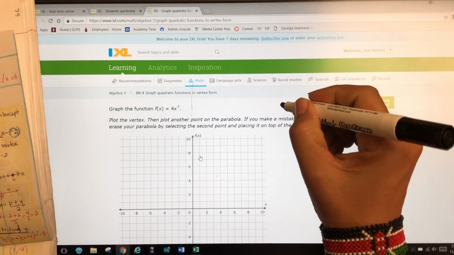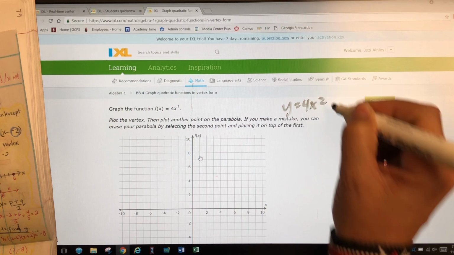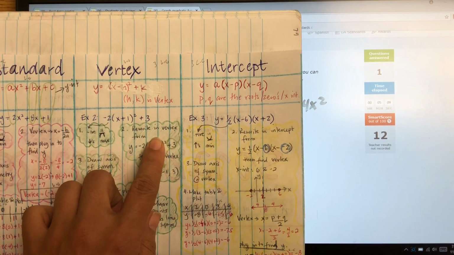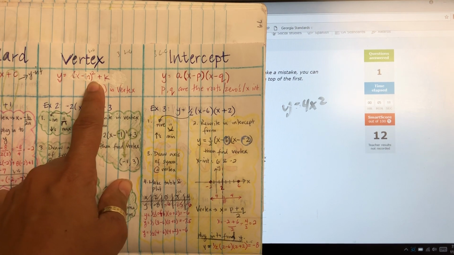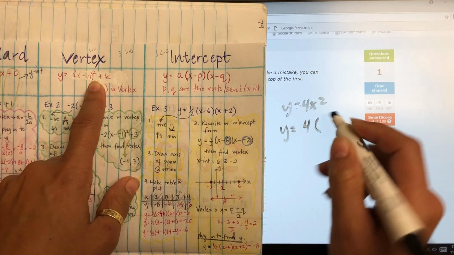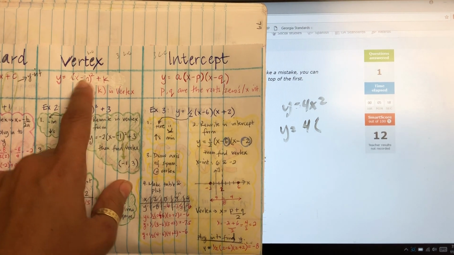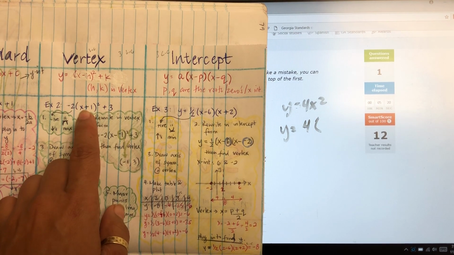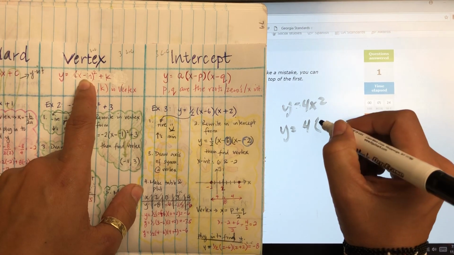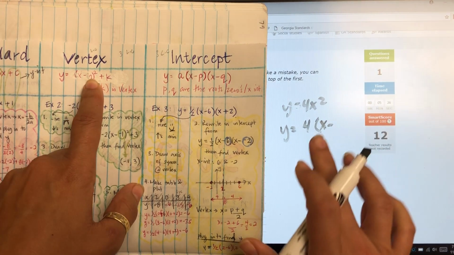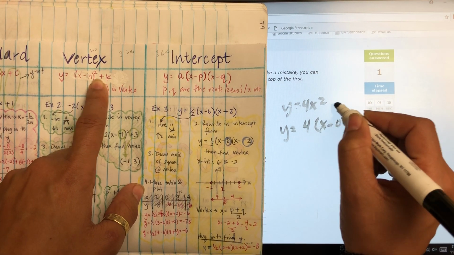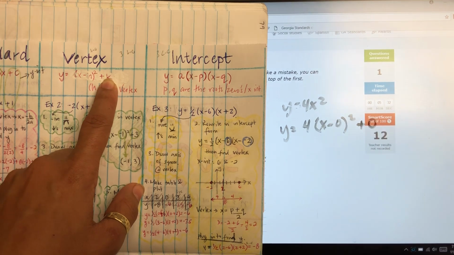All right, so again, we have y equals 4x squared. All right, so rewrite it in vertex form. So I need it to look like this. So I'm going to say y equals 4. And remember, it's only the x that's squared. Like if you look over here, it's only the x that's squared. So I'm going to put the 4 outside. So x minus h, there's nothing there but the squared, so it has to be minus 0 squared. And there's nothing else over here, so it has to be plus 0.